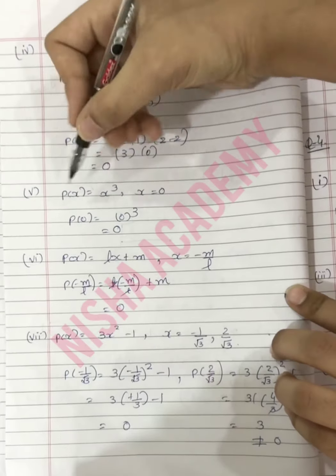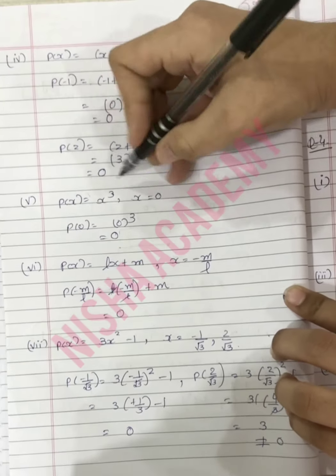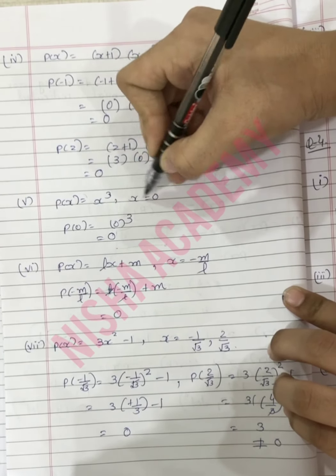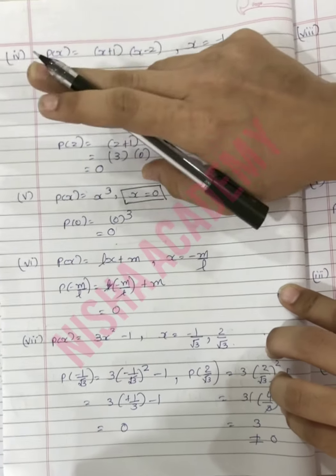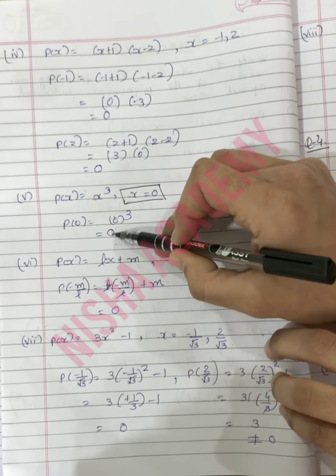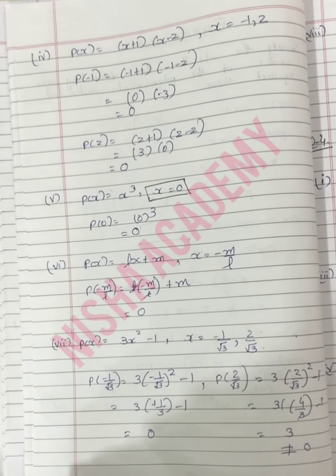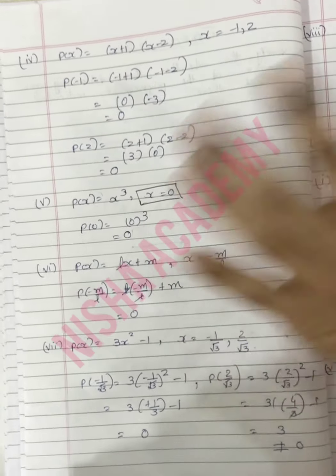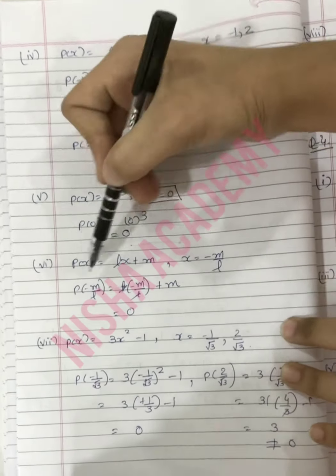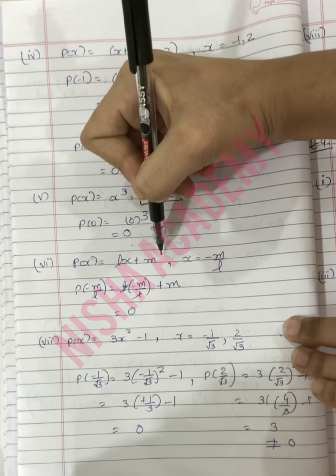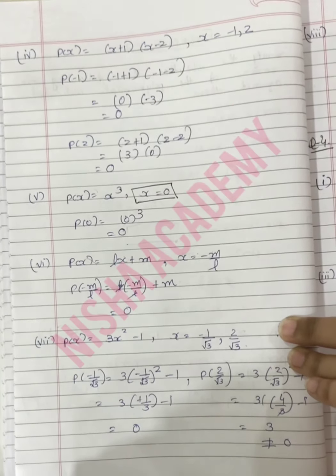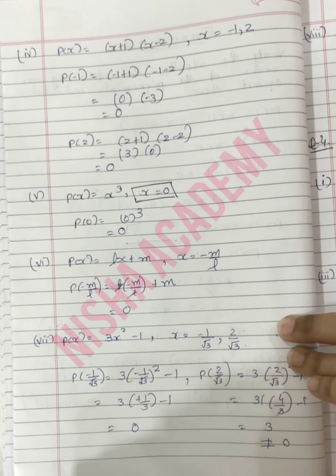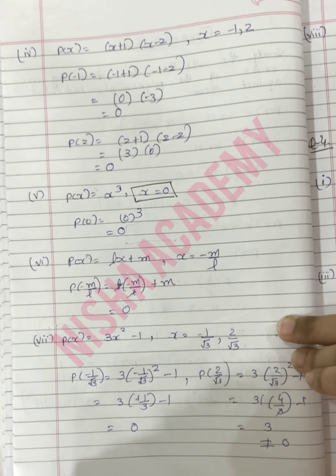Same way, p of x equal to x cube. We are given x equal to 0. Just write 0 in place of x. 0 cube, here we are getting 0. So 0 is a zero of the polynomial. Now p of x equal to lx plus m, and we are given x equal to minus m by l. So just put minus m by l in place of x.